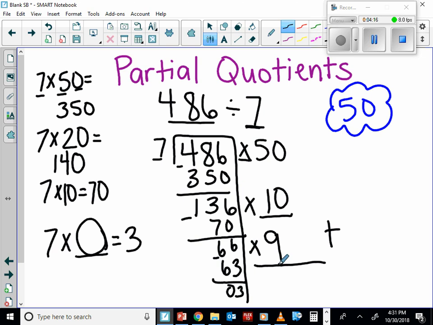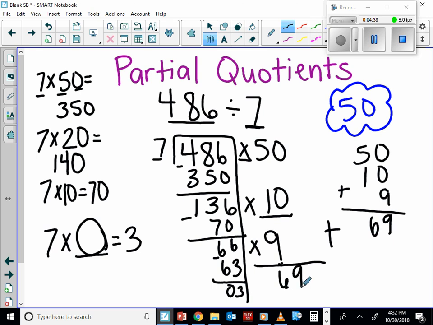So you have to be careful with the placement of your numbers. So I like to come to the side and rewrite it. You do not have to, but especially in the beginning, I tell the kids to put it to the side to make sure that they're not adding it as a 9 in the tens place, because that will trip somebody up. So the answer is 69.